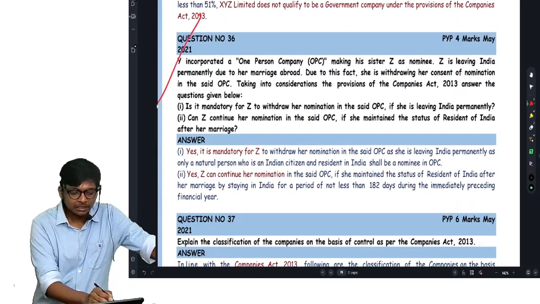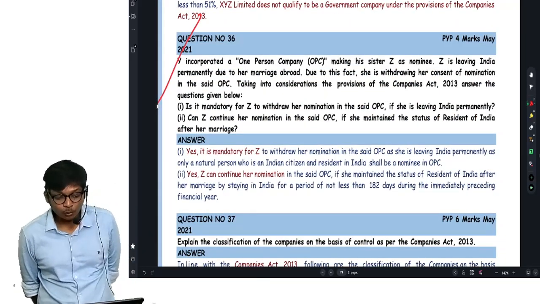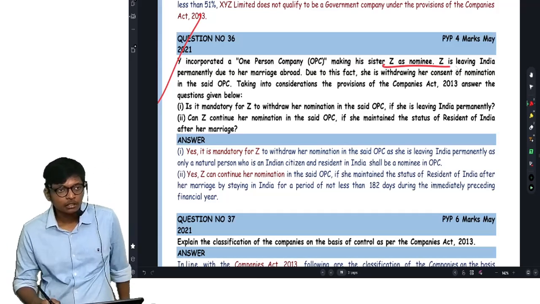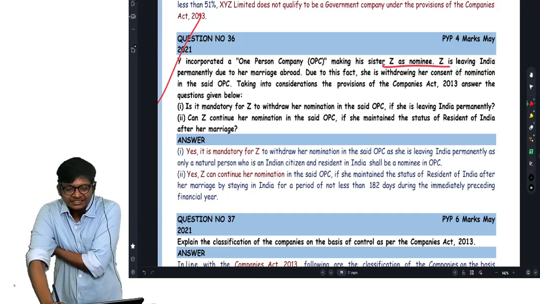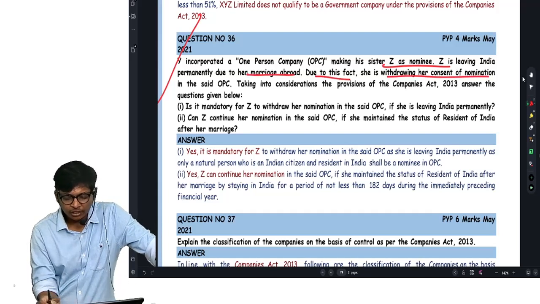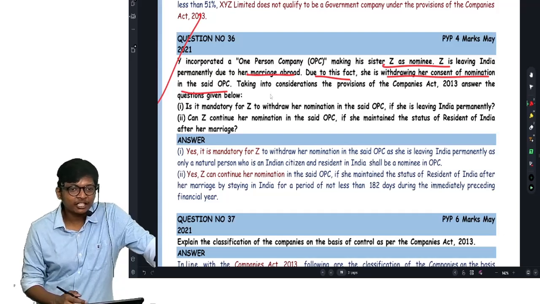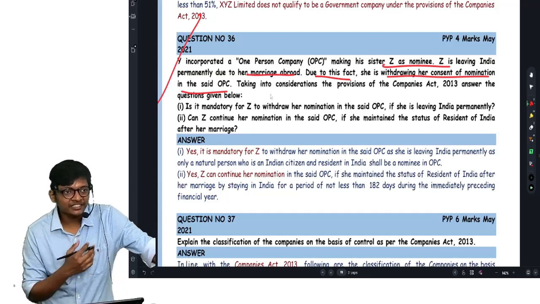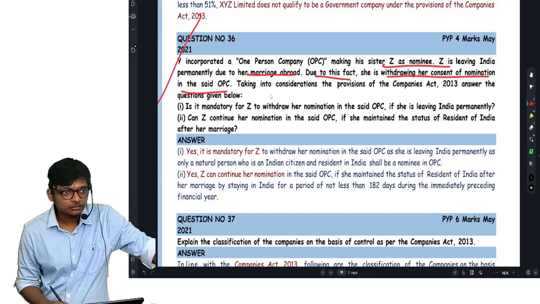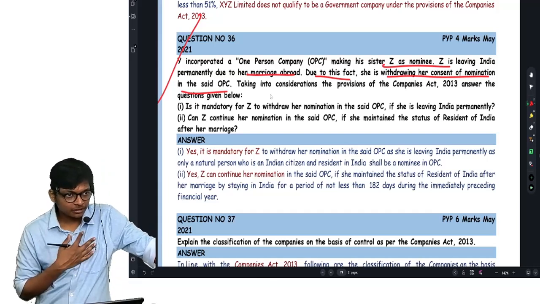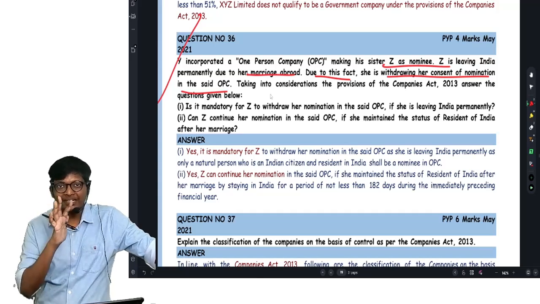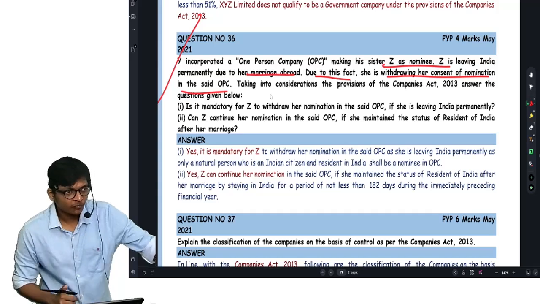Next, question number 36, May 2021. This one, Y incorporated an OPC and his sister Z was the nominee. I think we saw this. Z is leaving India permanently due to her marriage abroad, and due to this she is withdrawing her consent of nomination. Can she withdraw? She has to withdraw because she is leaving. She can't stay for 120, 180 days. It is 120 days, not the 180 or whatever. That is old, 4-5 years back.